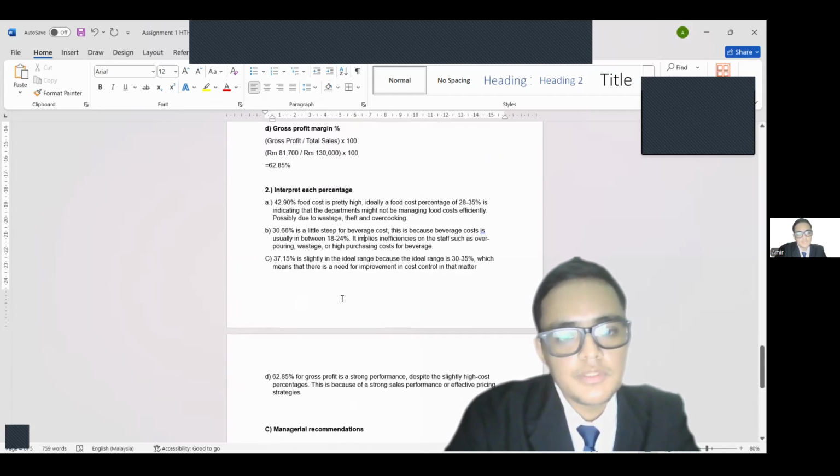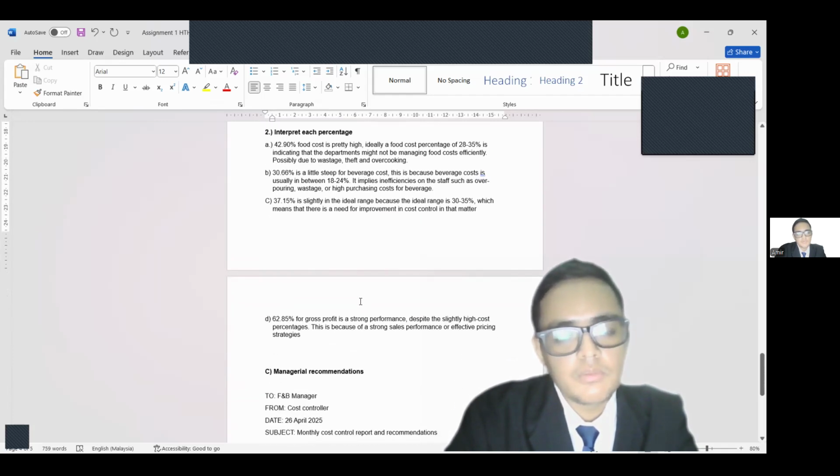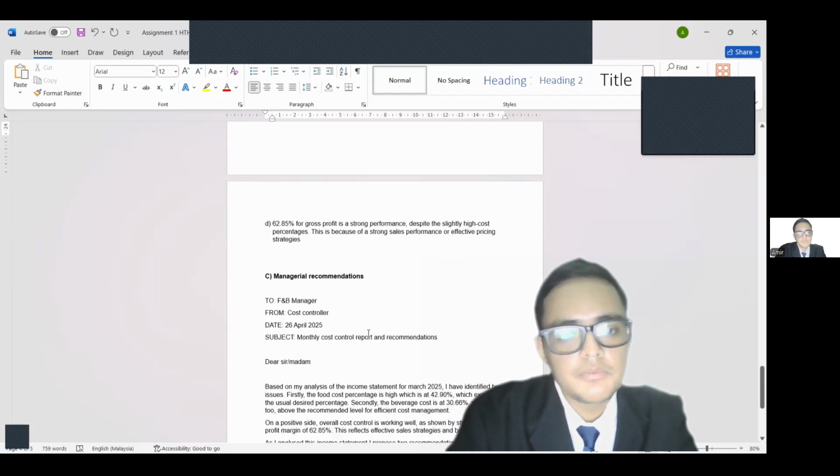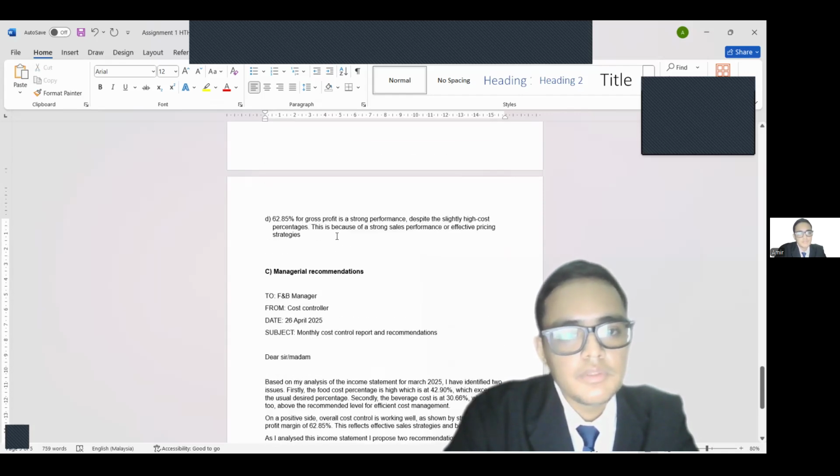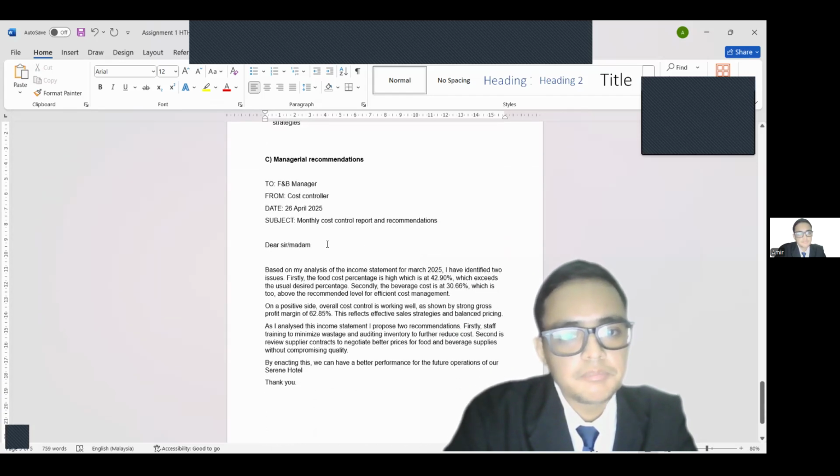For the gross profit, 62.85% is a pretty strong performance despite the slightly high cost percentage. This is because of strong sales performance or effective pricing strategies. But despite this, you still have to improve because this high percentage doesn't mean much when you are not even breaking even.